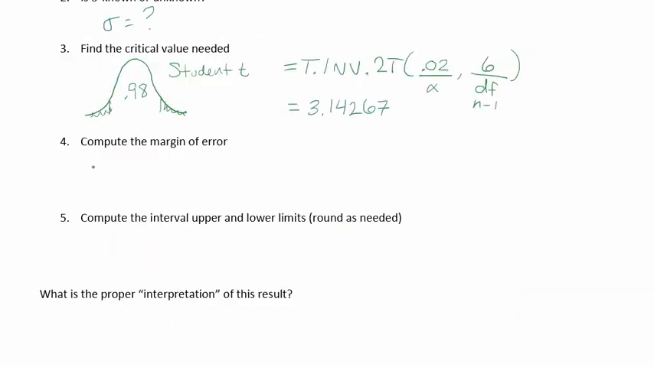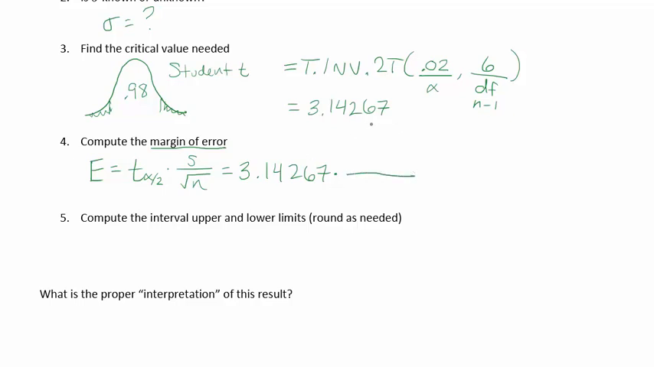All right, once we've got the critical value, we can compute our margin of error using that margin of error formula, in particular for mean. There's a different margin of error formula for our proportions. So this is t alpha over 2, which would be our critical value, times s, or the sample standard deviation, divided by the square root of n. So here we've got 3.14267 times, now s we need to compute still. I don't know what s is.